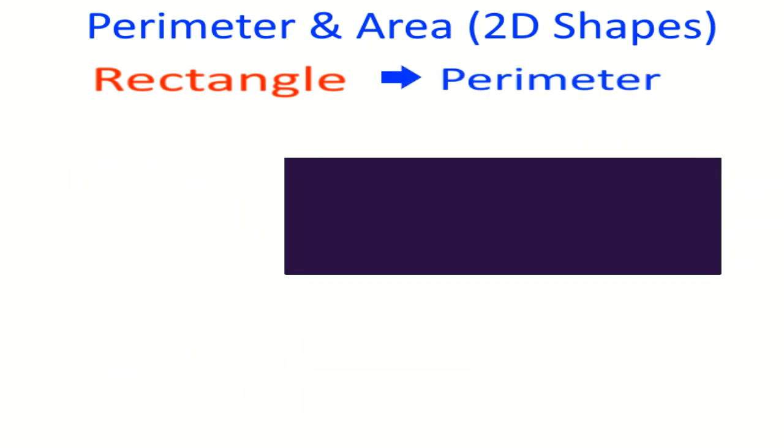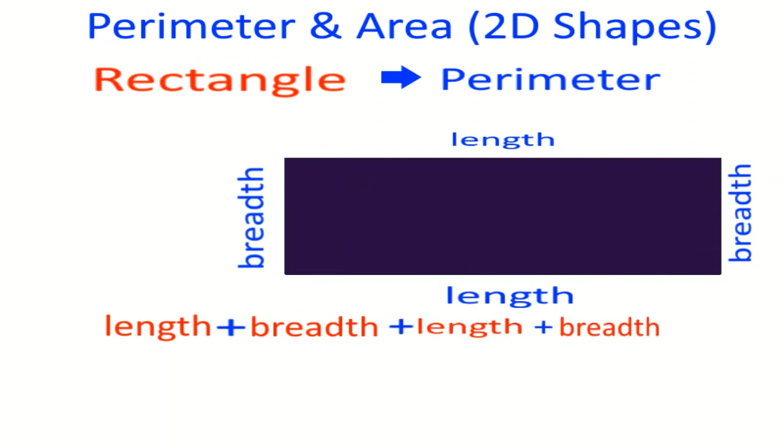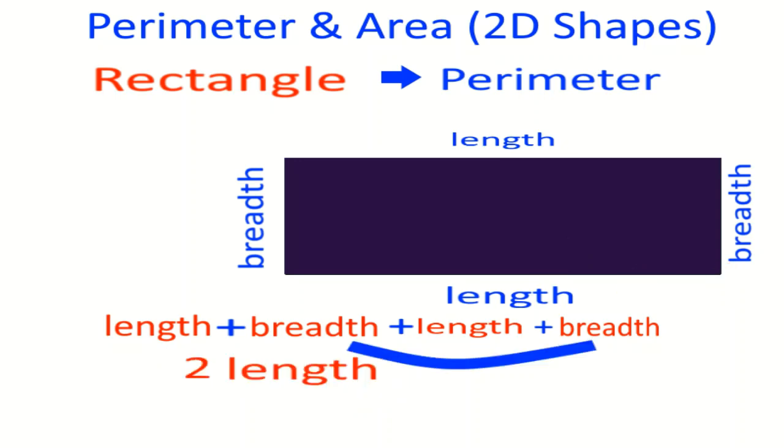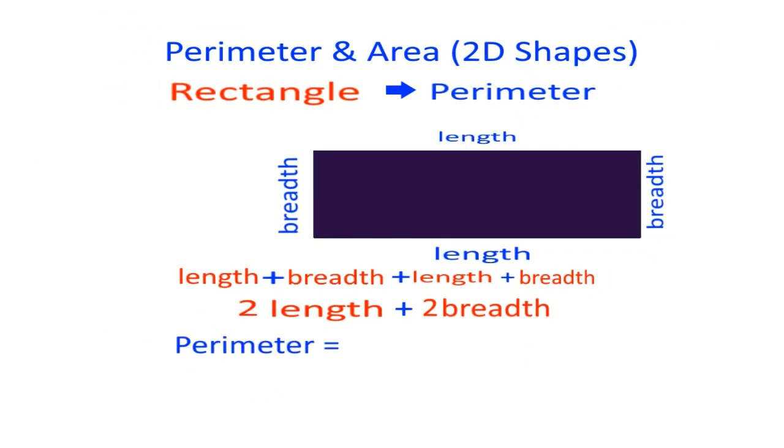Now we can look at how to find the perimeter of a rectangle. Perimeter, as we know, is the total distance around the boundary. In the case of a rectangle, the perimeter is the total length of the 4 sides. That means length plus breadth plus length plus breadth. For a rectangle, as opposite sides are of equal length, these two equal length sides can be written as 2 length, and the 2 equal breadth sides can be written as 2 breadth. That is, perimeter of a rectangle equals 2 into (length plus breadth).